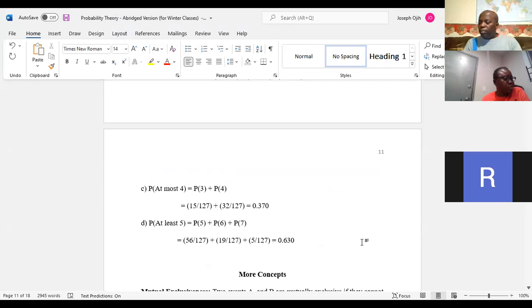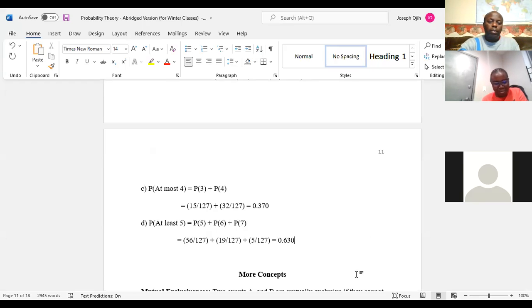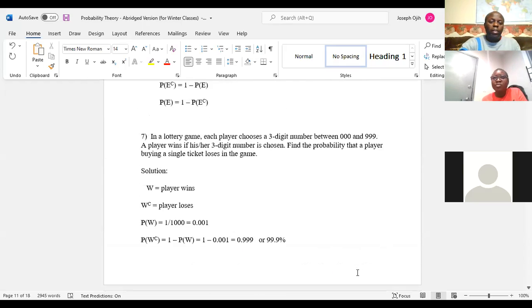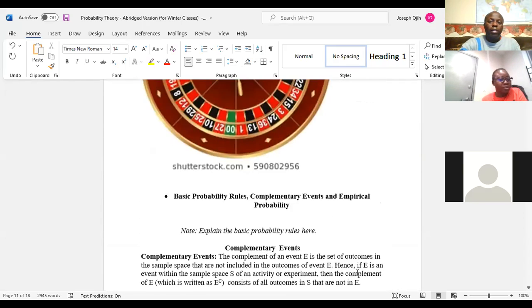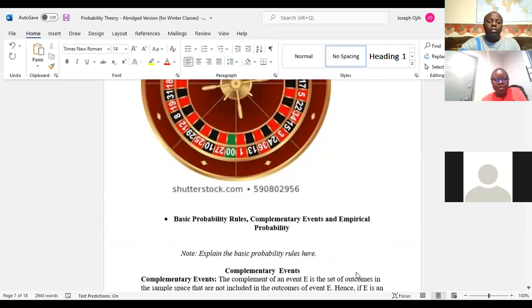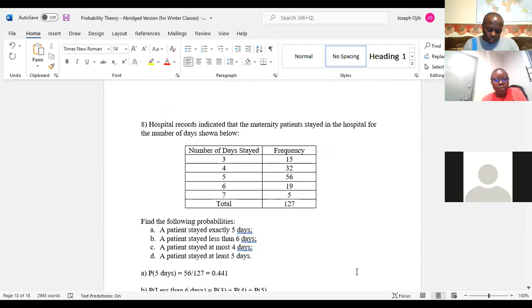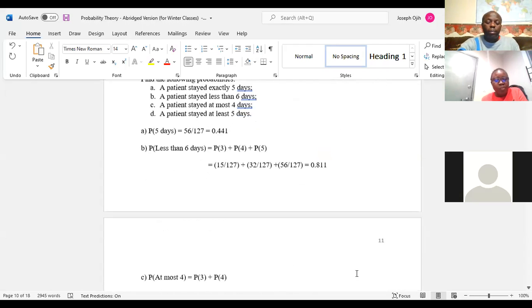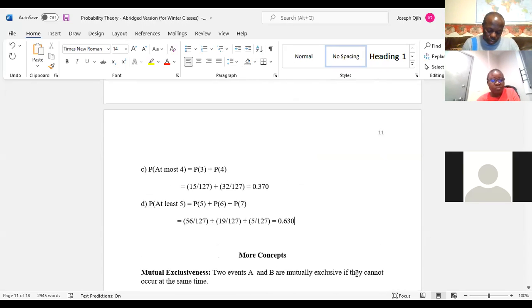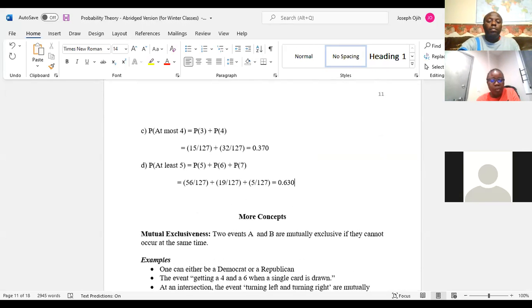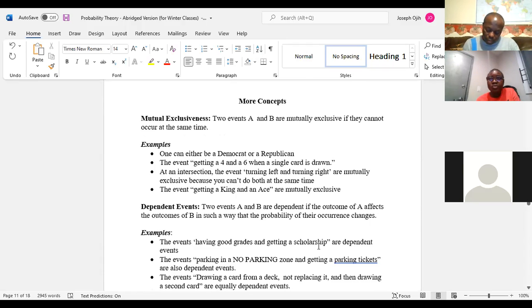Any query on this? Any question? Okay. So we completed the concepts of classical probability, the complement rule, and empirical probability. Any question before we move on to the next concept? No. Okay, then let's look at more rules and concepts.